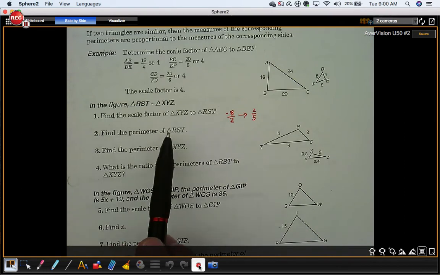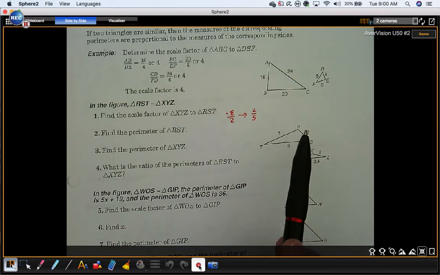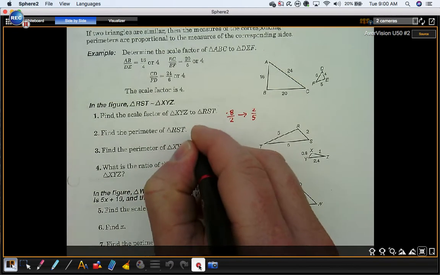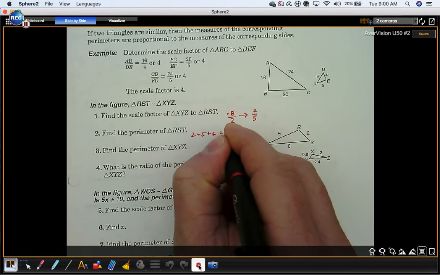Number 2, find the perimeter of triangle RST. Well, that's pretty easy. 2 plus 5 plus 6. That gives you 13.